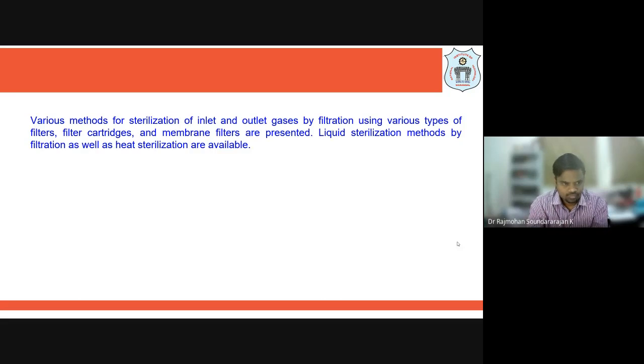So for example, for gases, meaning inlet gases and outlet gases, how will we be sterilizing? We can use some filtration techniques. For example, filter cartridges and membrane filters can be used. And if it is liquid sterilization, we can do filtration, and we can do heat sterilization. They can be used.